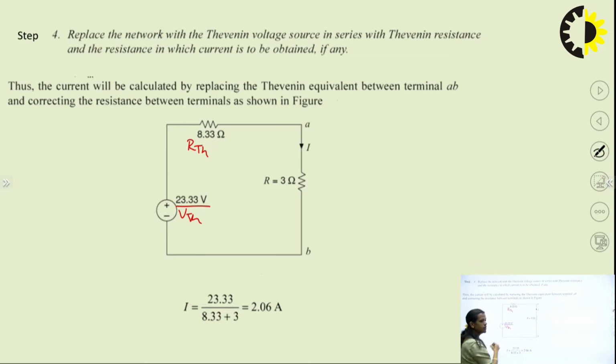So this is the Thevenin equivalent, and the question was to find the current through this 3 ohm resistance. So we have connected this resistance at terminal A and B, and just by looking at this circuit you can find the value of I, which is passing through this R resistance. So I will be equal to 2.06, and this is our required answer. This is the required answer, right?